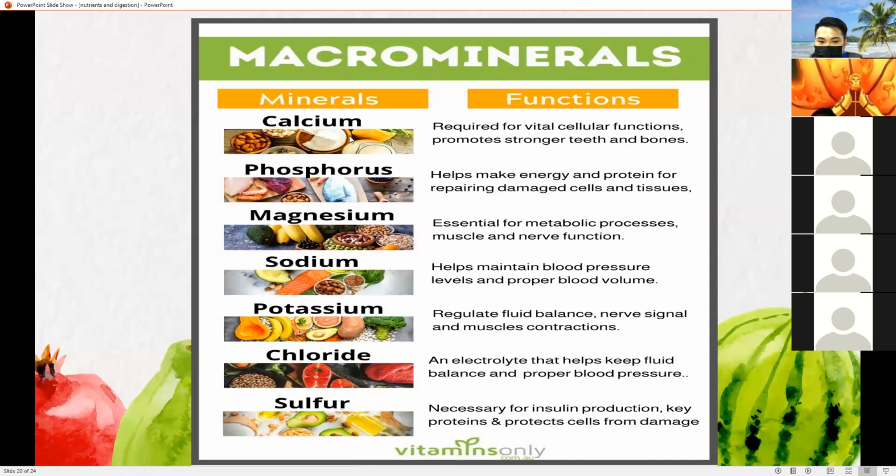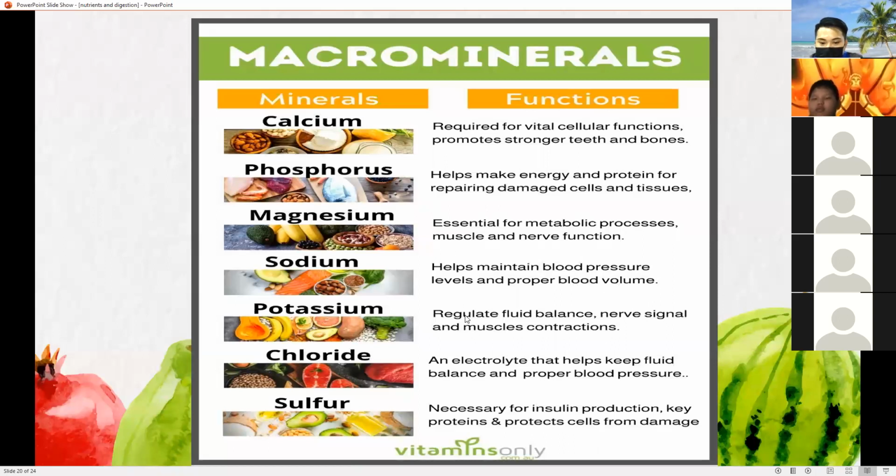First, the calcium, required for vital cellular functions, promotes stronger teeth and bones. Phosphorus helps make energy and protein for repairing damaged cells and tissues. Magnesium, essential for metabolic processes, muscle, and nerve function. Sodium helps maintain blood pressure levels and proper blood volume.